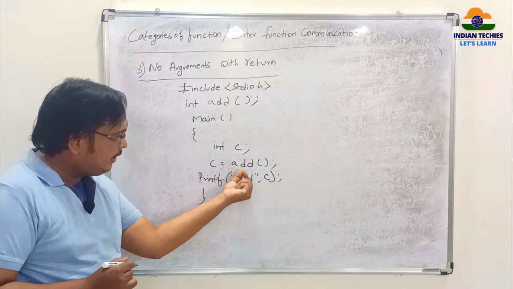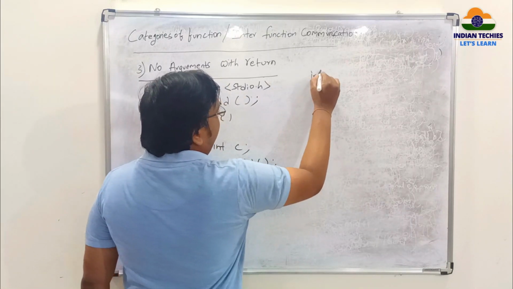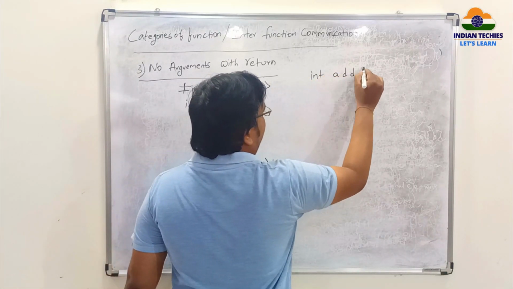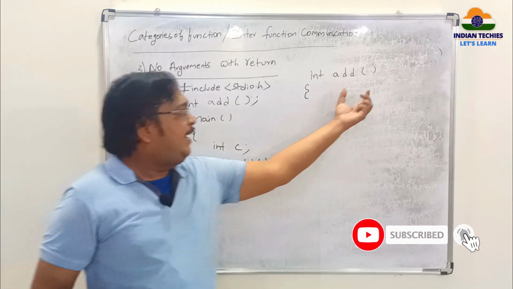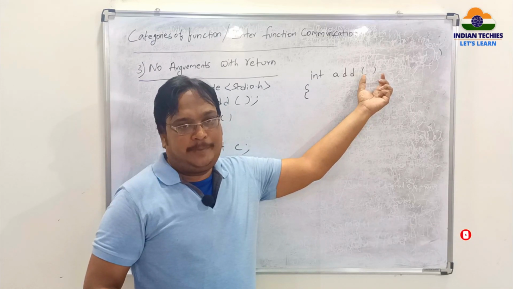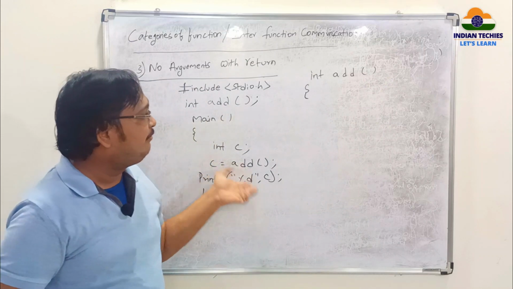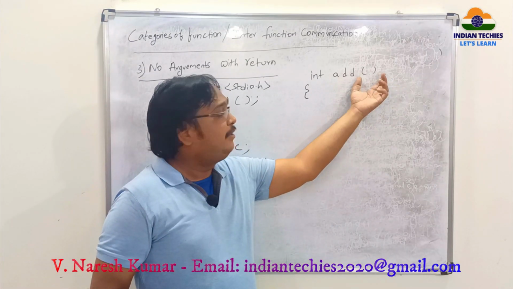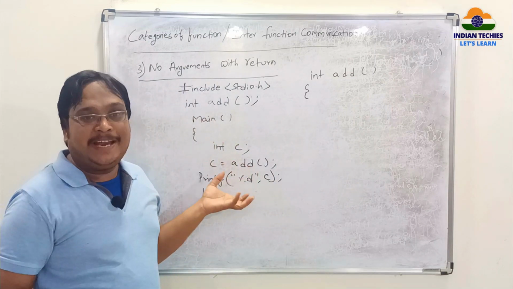Now I should write this add function definition. So come here. int add(). Now generally in the brackets you will have arguments, that is integers or whatever it may be. Previously we had two arguments, so the values you send from main come here. Now you have empty arguments, so you are not getting any input from the main function.